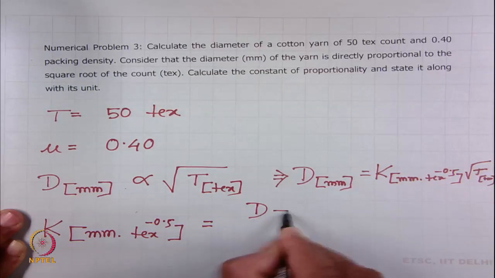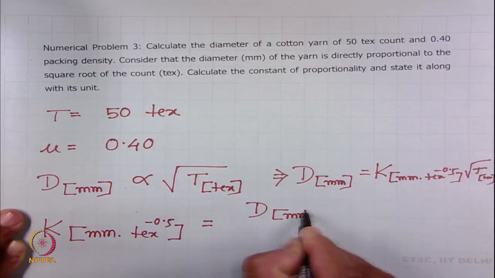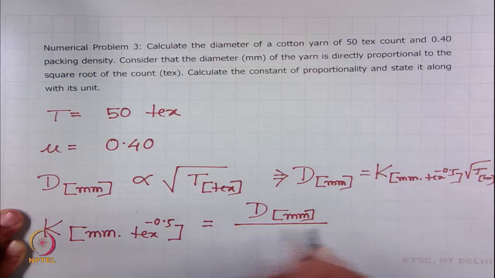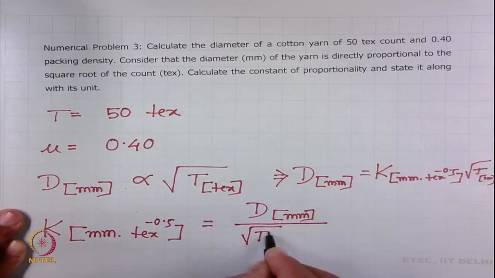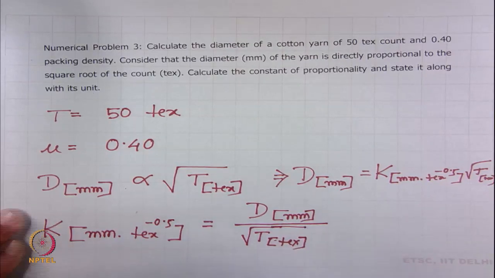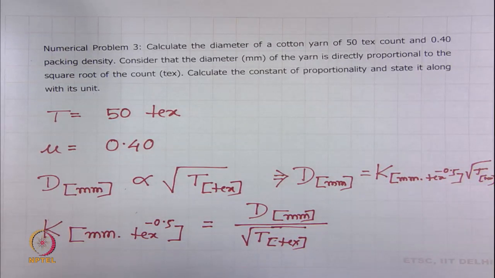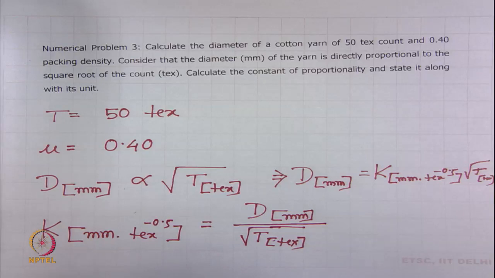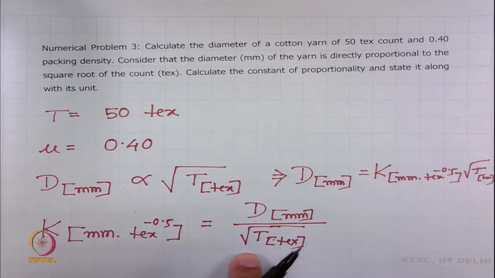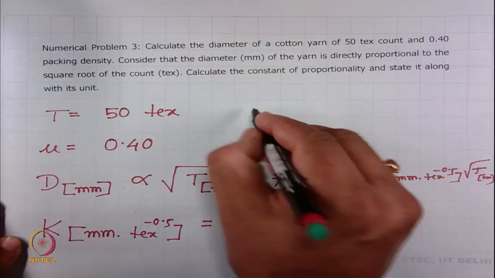is d, let us rewrite it, by root T tex, right. So, what is d? D is not given, d you need to calculate, T is given 50, okay, no problem. Let us calculate d.